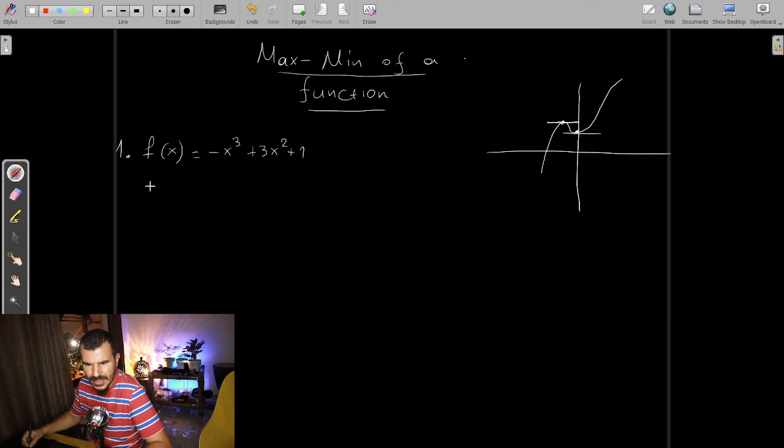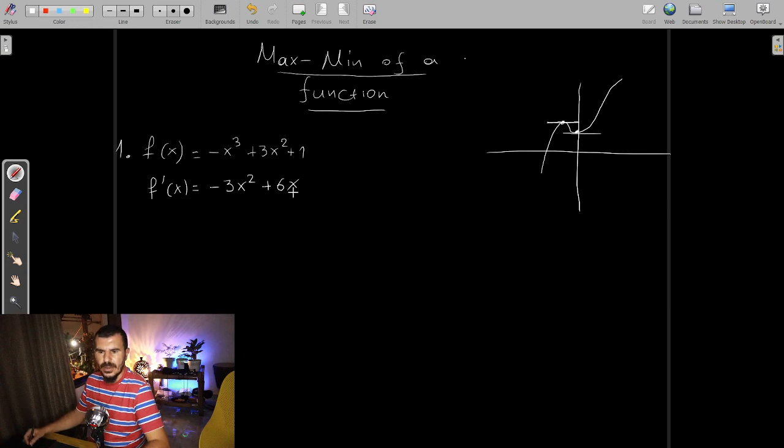Let me find the derivative. The derivative is minus 3x squared plus 6x. Now this derivative should be 0 to find the maximum. So minus 3x squared plus 6x must be 0. Factorize it: 3x inside minus x plus 2. It's going to be 0.